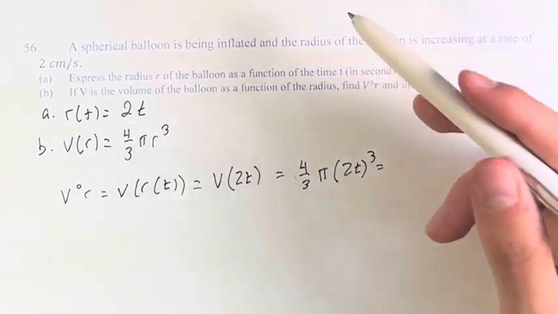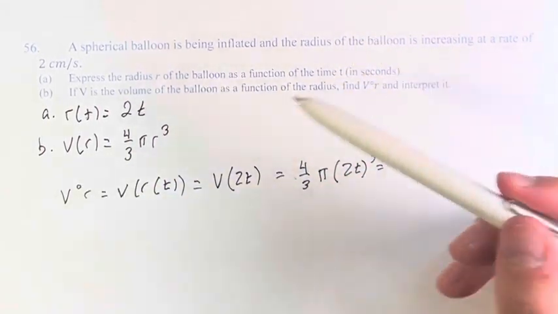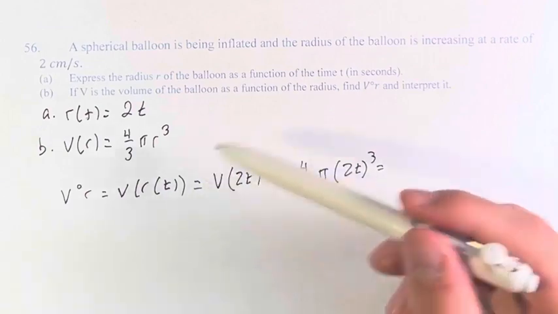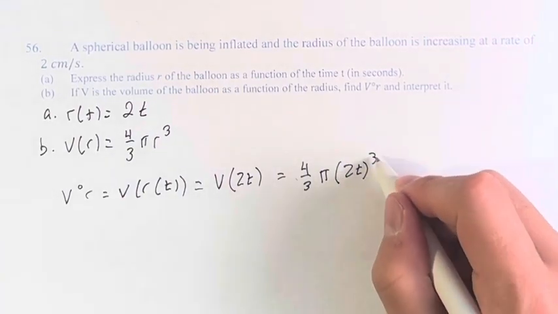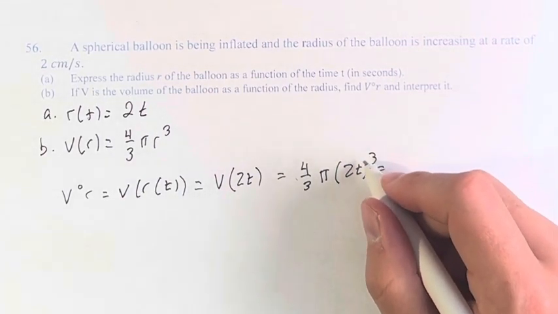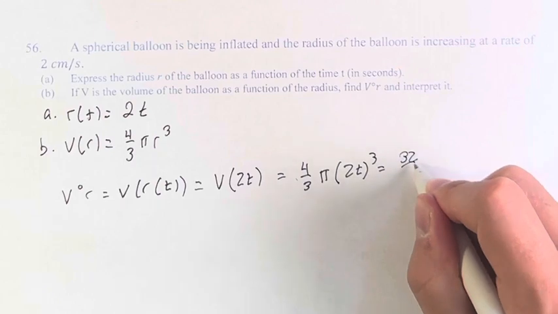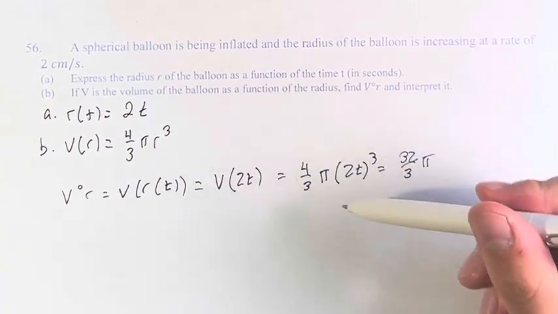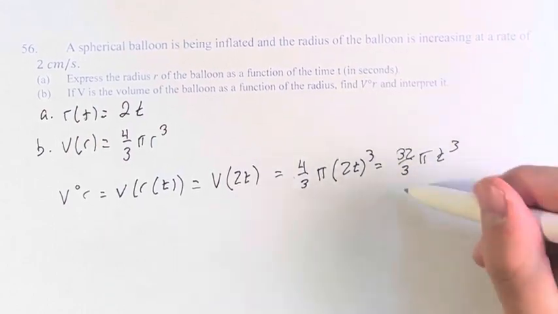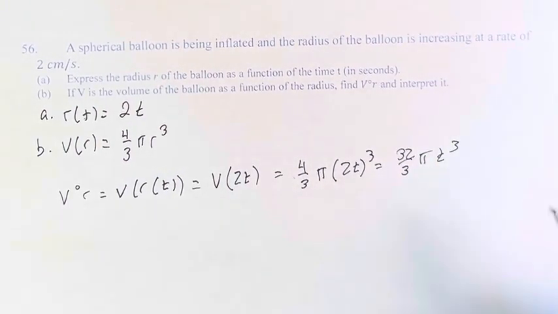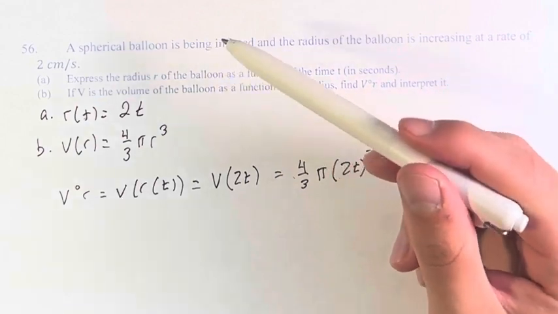Now we have a formula for the volume of the balloon as a function of time, which when we're asked to interpret this composition, that's what it means. Volume as a function of time. 2 cubed is 8. 8 times 4 is 32, so this is 32 over 3 pi. We've already cubed the 2, now we just have t cubed left, and this is your final composition. Again, it is the volume of this balloon as a function of time.